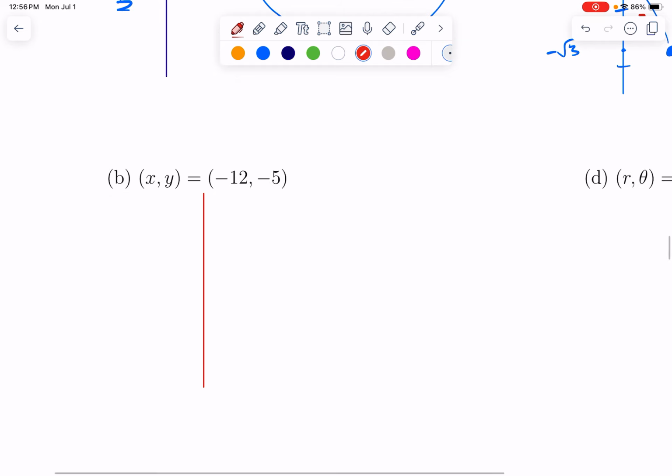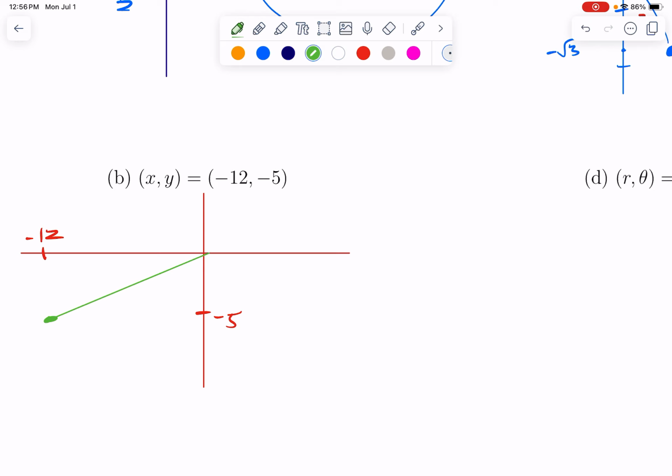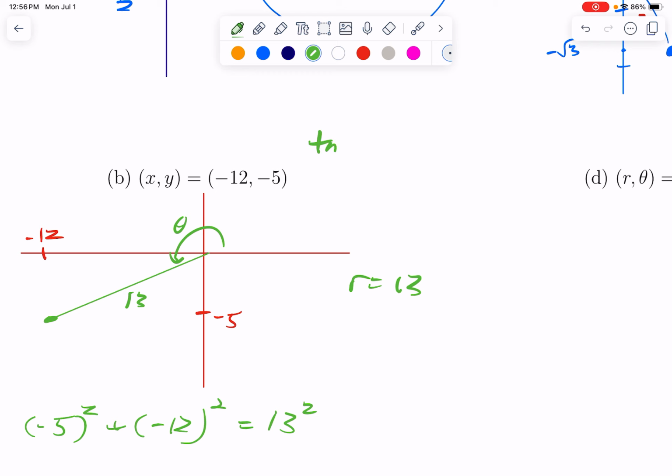Okay, here, x equals negative 12, y equals negative 5. Here is our point. You might recognize this Pythagorean triple: 5 squared plus 12 squared is 13 squared. So r is equal to 13. That distance is 13. And then we want to find that angle. Well, we could do inverse tangent of y over x. And if I do that on my calculator, I get approximately 0.395 radians. That's a pretty small radian measure.